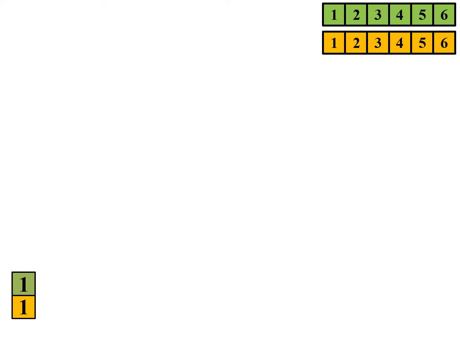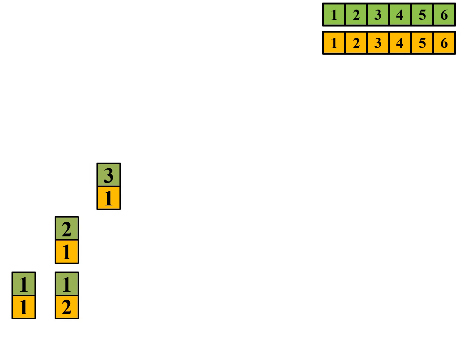The sum is 2. There's another outcome where the green die lands on 2 and the orange die lands on 1. The sum is 3. The green die can land on 1 and the orange die can land on 2. The sum is 3. There are 2 ways to get sum 3. There are 3 ways to get the sum of 4. Green 3, orange 1, green 2, orange 2, and green 1, orange 3.